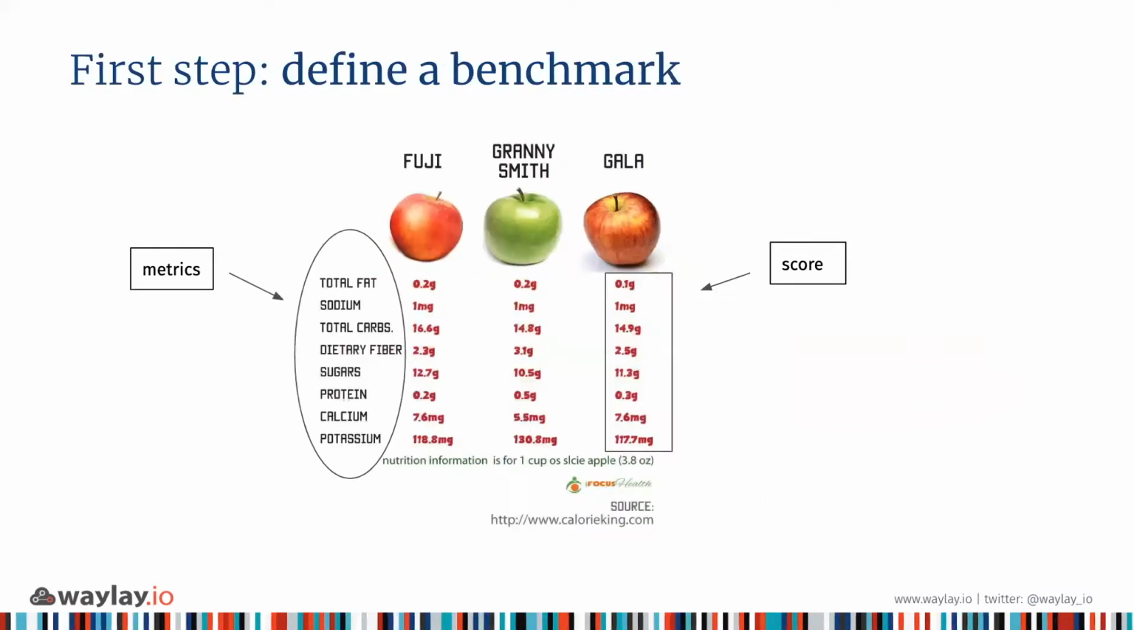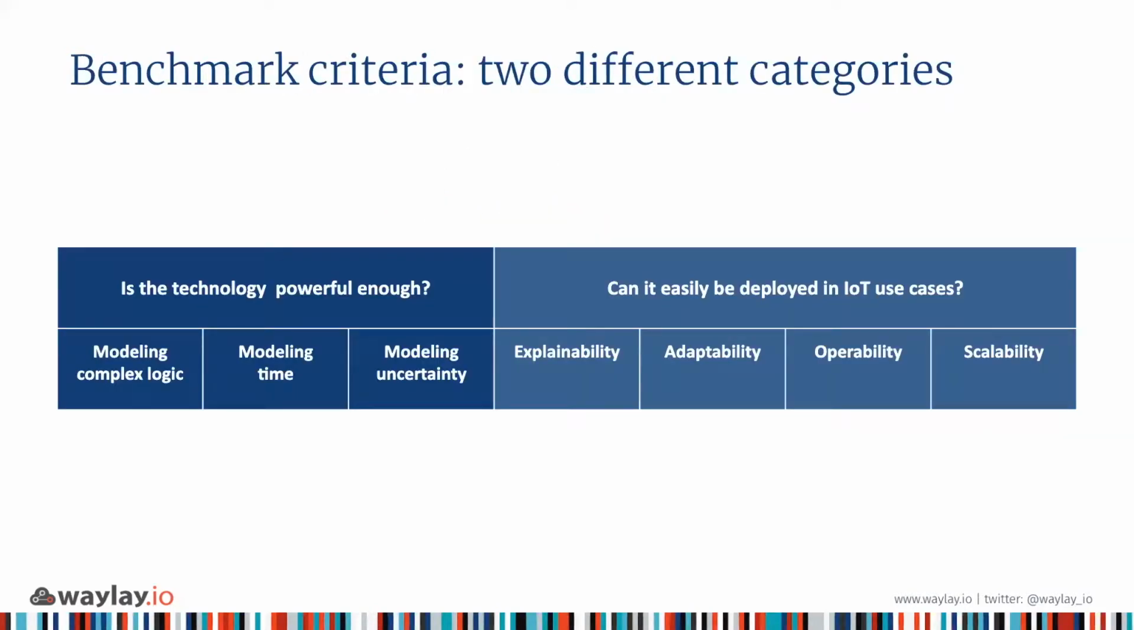Similarly, if we talk about comparing apples to apples in the context of rules engines, the first thing we have to agree upon is the metrics against which we're going to be scoring our rules engines. What we have come up with ourselves, which is much more elaborately described in the white papers, is a benchmark criteria, a matrix. And there are two different categories of the benchmark criteria.